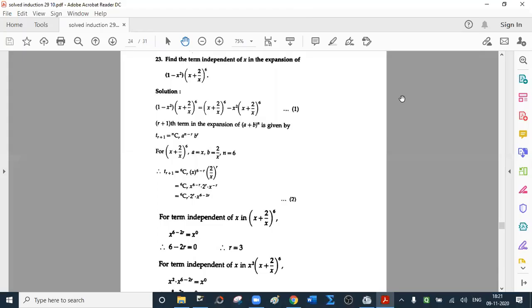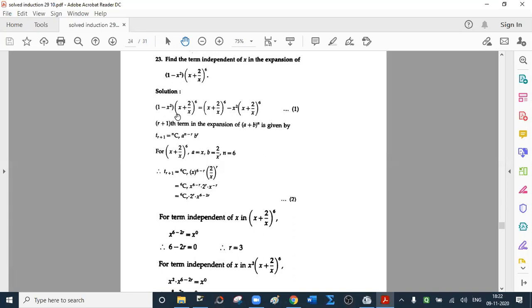Sum number 23, just listen to me. We have already solved one sum of this type, but here we will be discussing the solution using two different methods. Find the term independent of x, that is the constant term, that is the term in x raised to 0, in the expansion of 1 minus x square into this. See, if only x plus 2 upon x raised to 6 is asked, then we can easily get the answer.